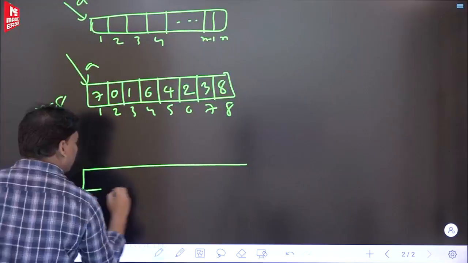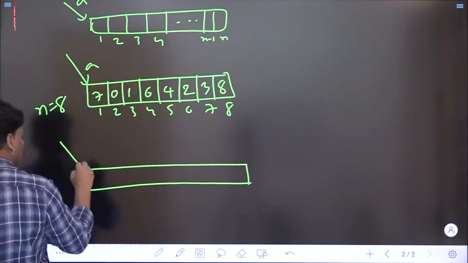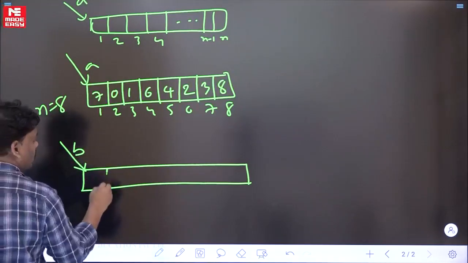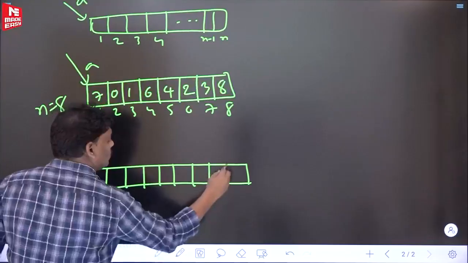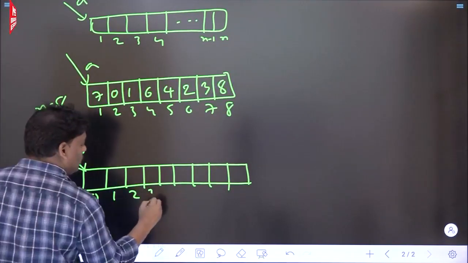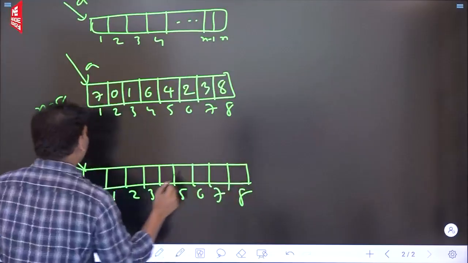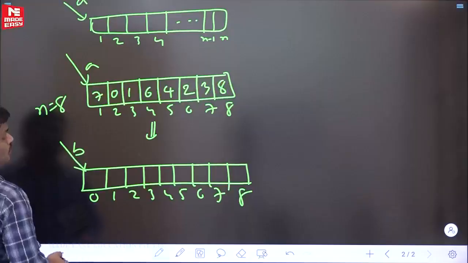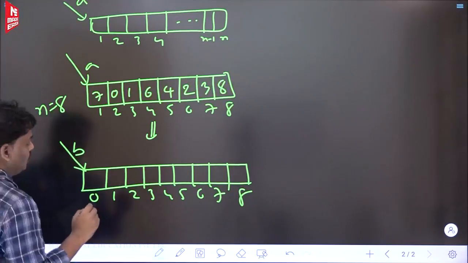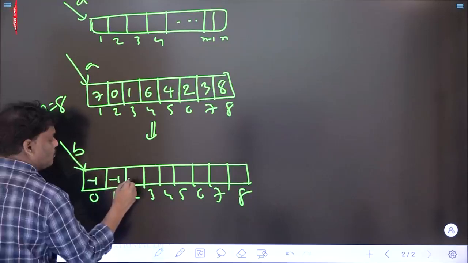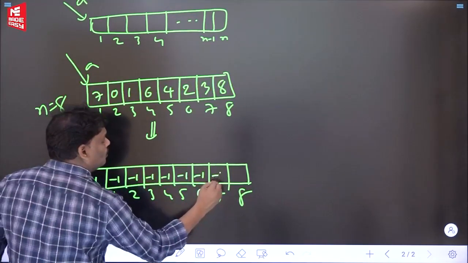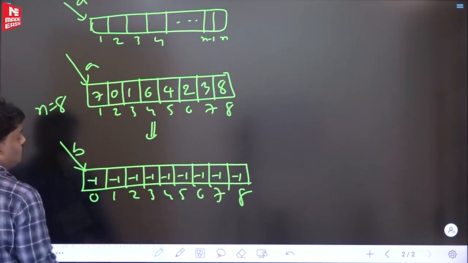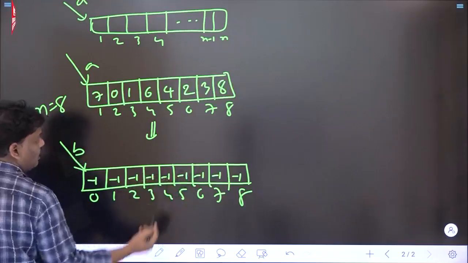Take one array. You can write whatever name you want; array name is B. B contains indexes 0 to 8: 0, 1, 2, 3, 4, 5, 6, 7, 8. Now what you have to do one by one? Initially these values are all minus 1. So B values are initially all minus 1.